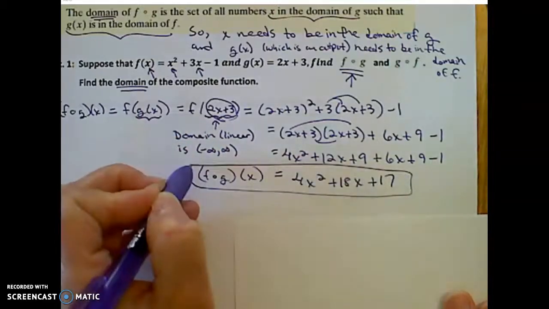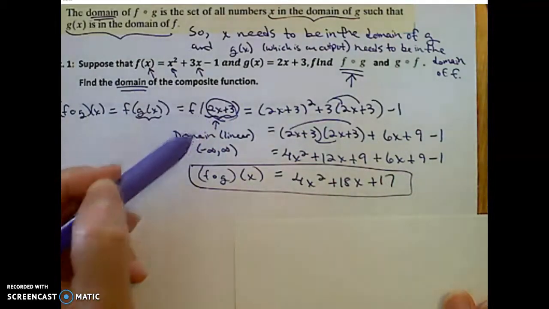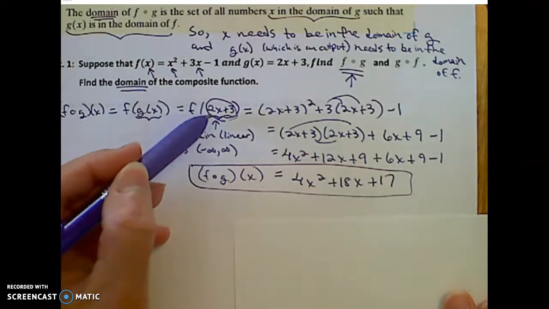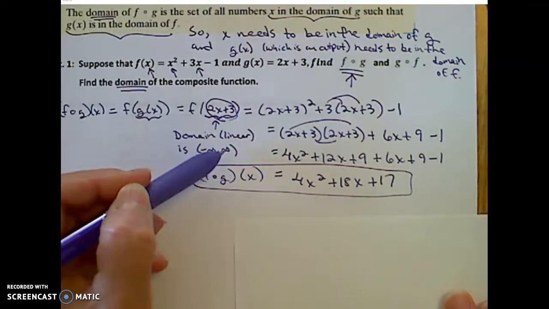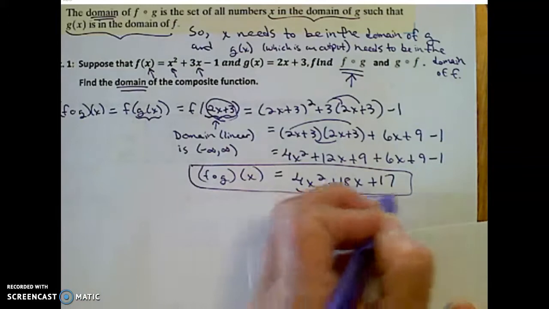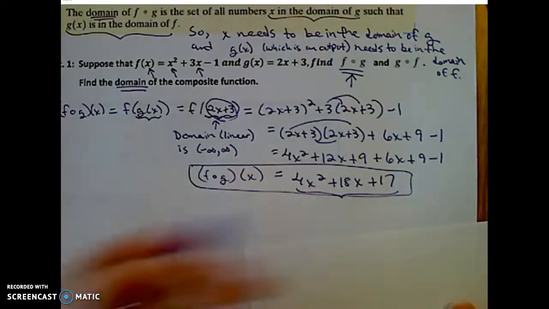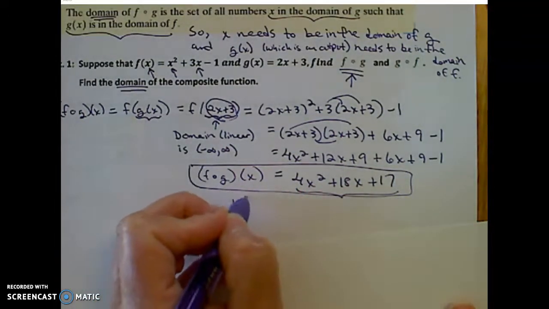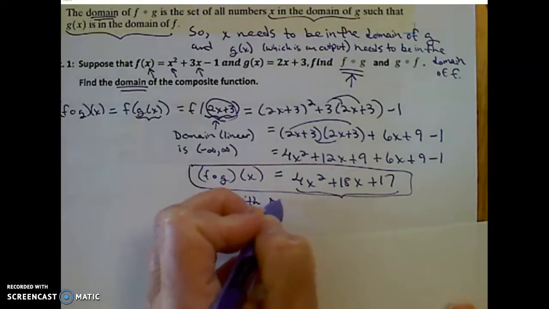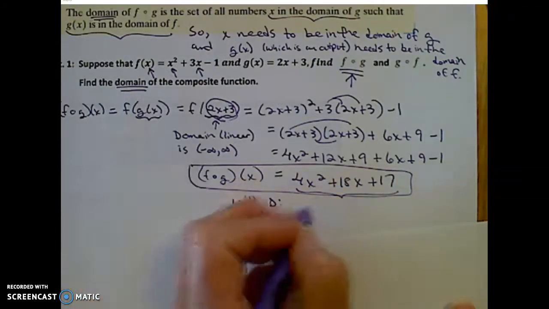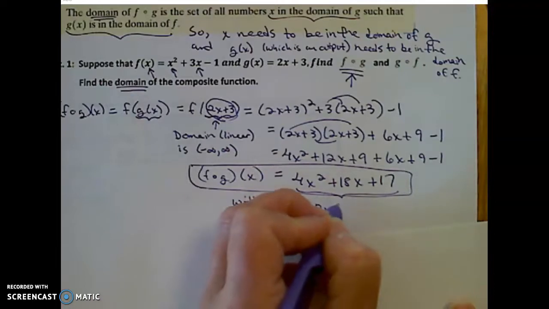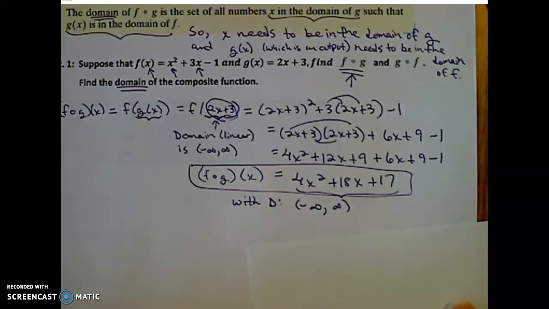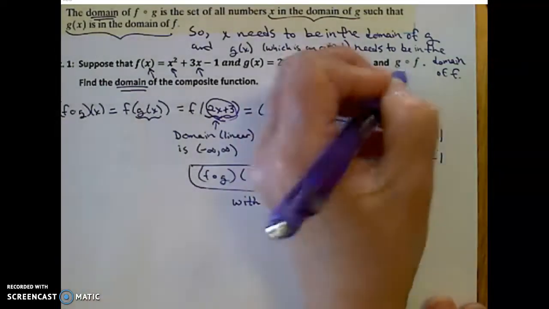equal to this expression. I have to make sure that I follow the domain of the inner function, which is all real numbers from negative infinity to infinity. Notice the domain of this function is also negative infinity to infinity. So the domain of the whole composed function is all x values from negative infinity to infinity. Let's go the other way.